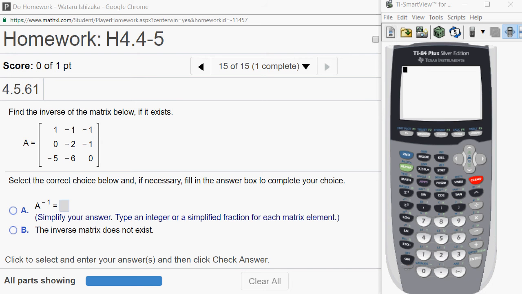Alright, let's look at the homework 4.4, 4.5, problem number 15. So we're going to use the row operations to find the inverse of this 3 by 3 matrix. So let's do that.